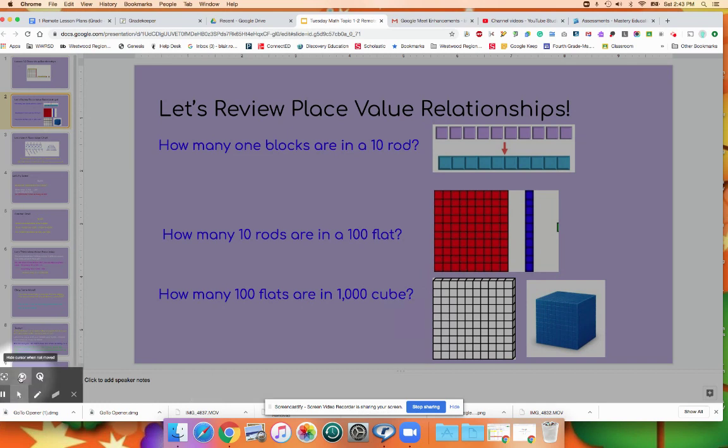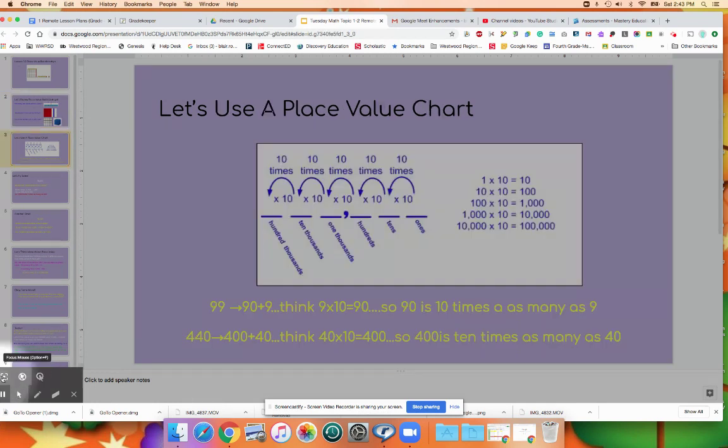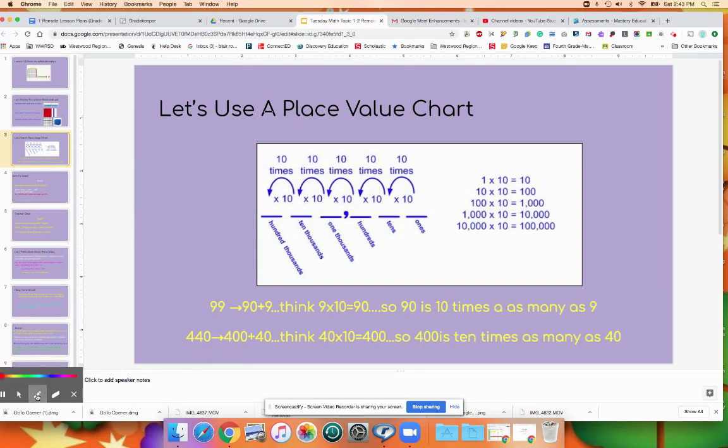All right, so let's look at our next slide. Awesome. So here we have it in terms of a chart like what you looked at yesterday, right? The ones, tens, hundreds, thousands, 10,000s, and 100,000s. And up above, it shows the jumping times 10, what I tried to walk you through with the example before. So let's think about it with some numbers.